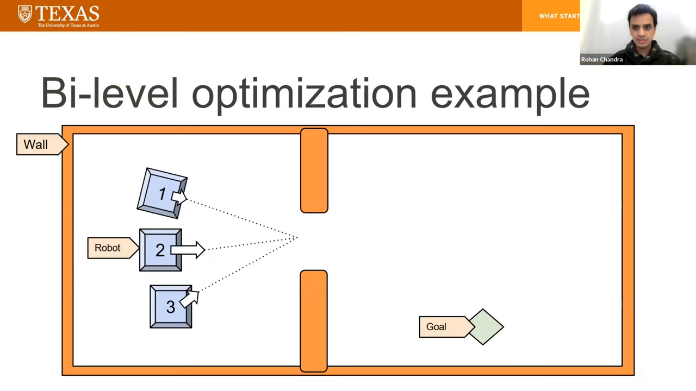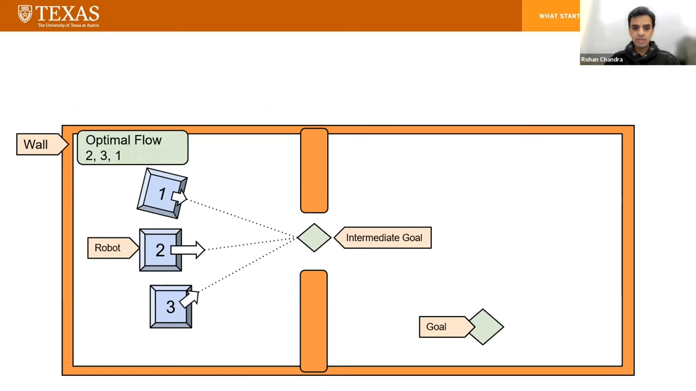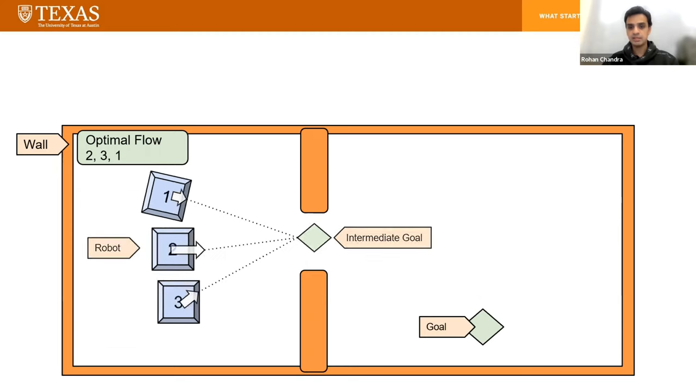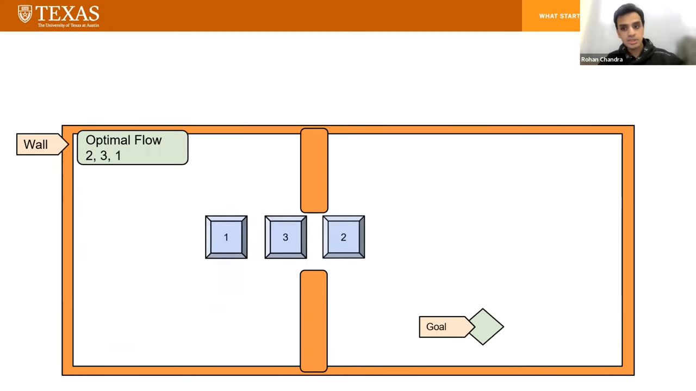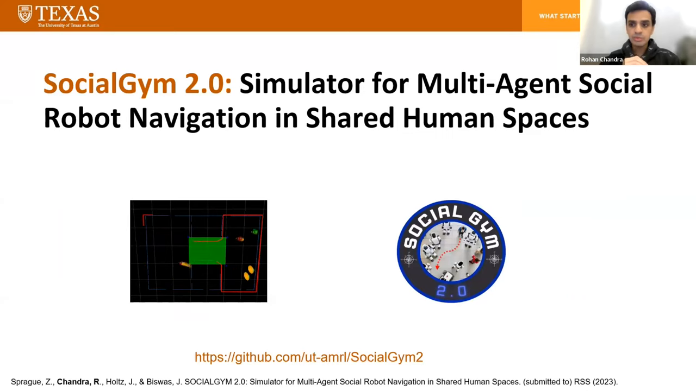Let me visually describe what the auction framework looks like. So you have three robots that are approaching this bottleneck, this narrow doorway, right? And their goal is on the other side of the doorway. We form this intermediate goal, and it is on this intermediate goal that we run this auction. So agents 1, 2, 3 participate in an auction, and they decide that the optimal order is 2, 3, 1. So agent 2 goes first, then 3, then 1, right? Then this is passed to each agent, and then the low level motion planning kicks in, and they navigate through this gap. So I want to now quickly talk about results.